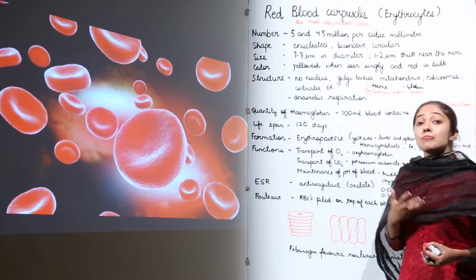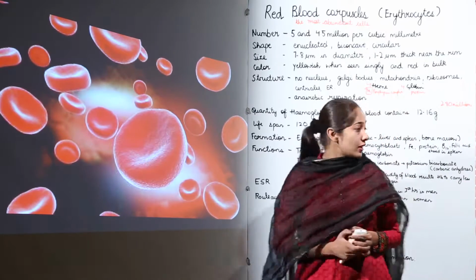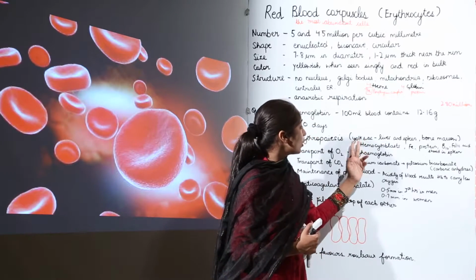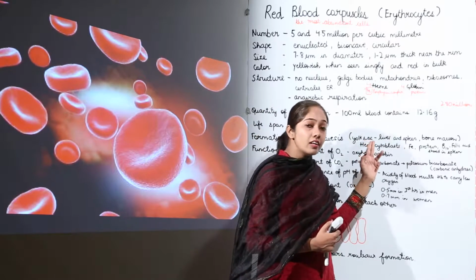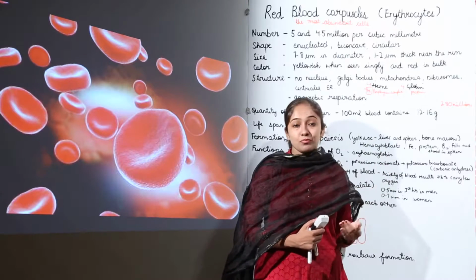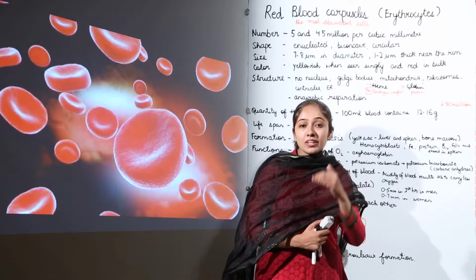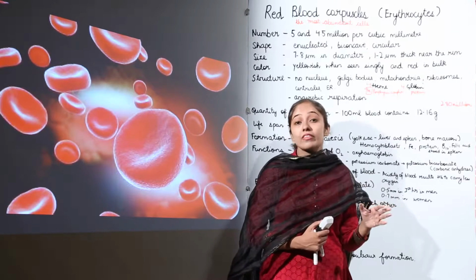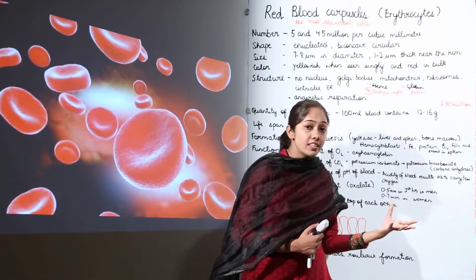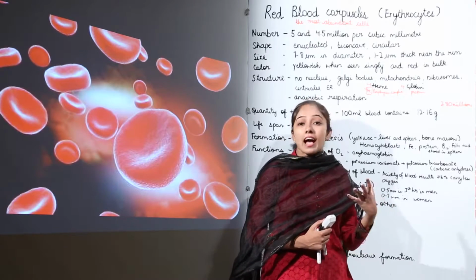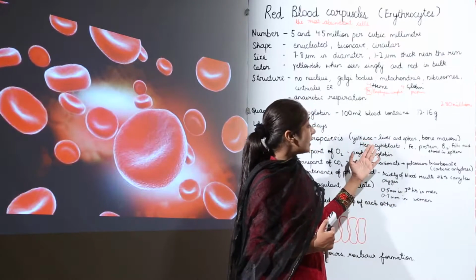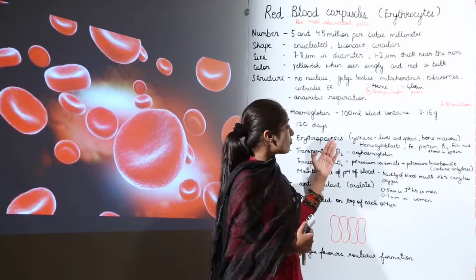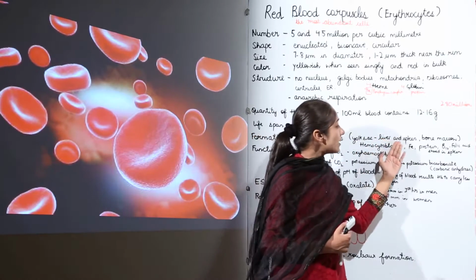In the early embryonic stages, erythropoiesis, the formation of RBCs, occurs through the yolk sac, right. And here the RBCs are nucleated. They have a nucleus there, but when they become mature, they lose the nucleus. In the very young stage, when they are not mature, they have the nucleus. And after that, in later embryonic stages, the formation of RBCs occurs in the liver and spleen.